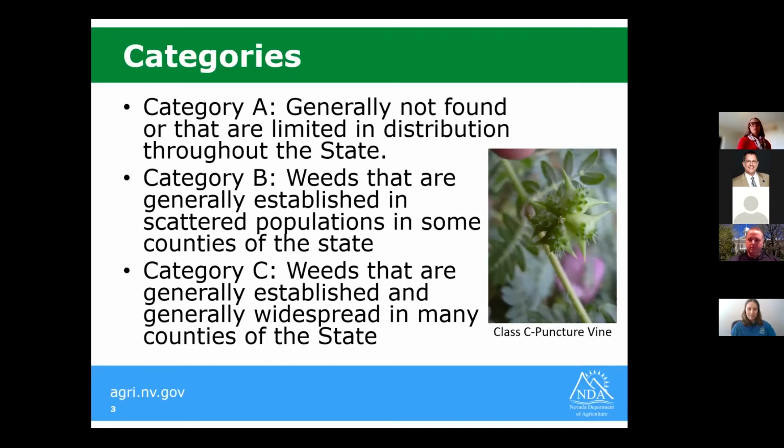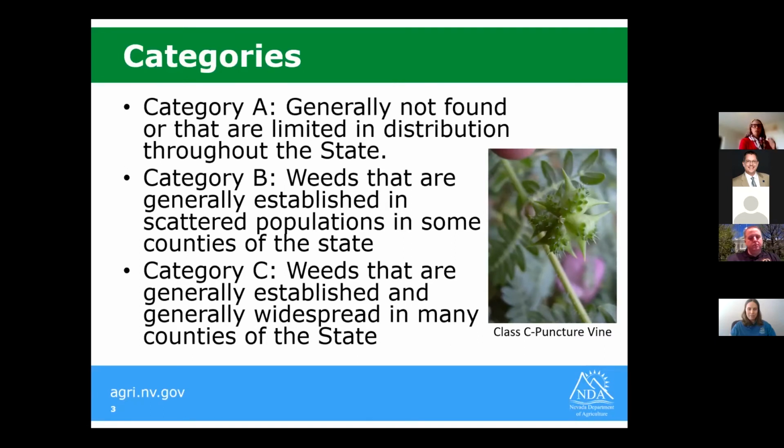Category A weeds are generally not found or limited within the distribution of our state. Category B weeds are generally established, but we maybe only have random pockets in a particular county or several counties. And then category C weeds are widely distributed and found in many areas of the state.